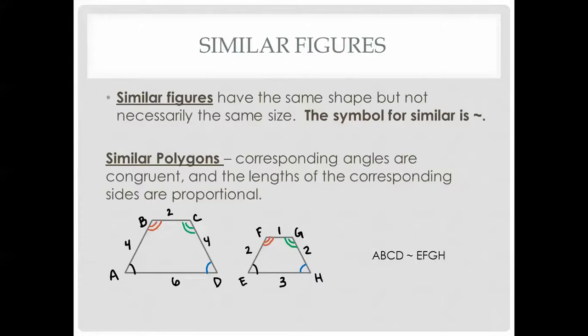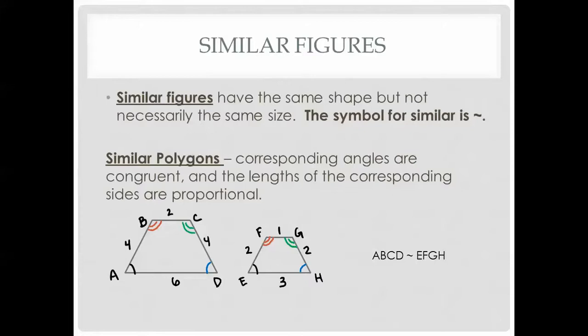For polygons to be similar, a couple things need to be true. First, all pairs of corresponding angles need to be congruent. Secondly, the lengths of all the corresponding sides need to be proportional. If you take a look at figure ABCD and figure EFGH, we would say that ABCD is similar to EFGH. By the way, that is called a similarity statement, what's written there at the bottom right.